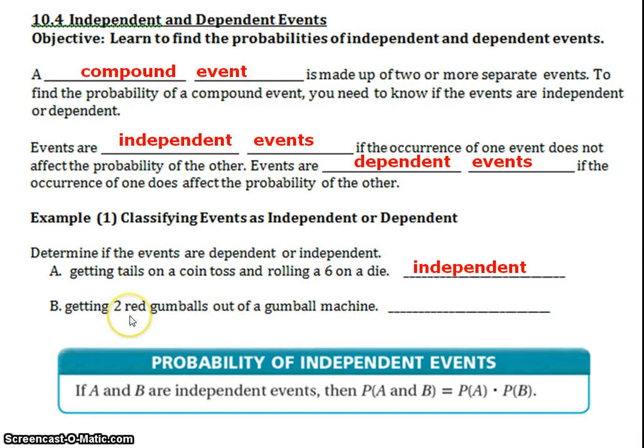Letter B. Getting 2 red gumballs out of a gumball machine. On my first attempt, if I do get a red gumball, that does affect the probability of me getting a second red gumball. So this event would be dependent.